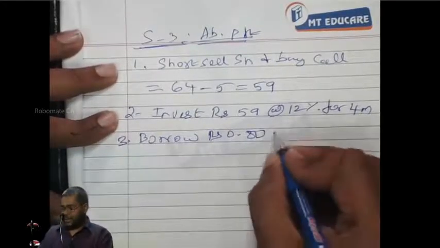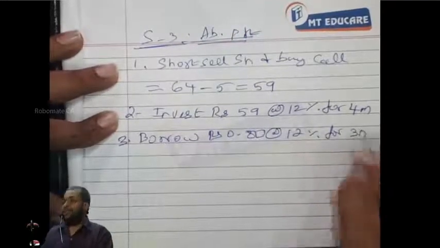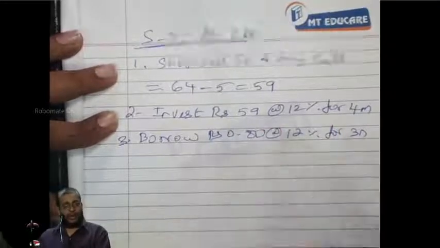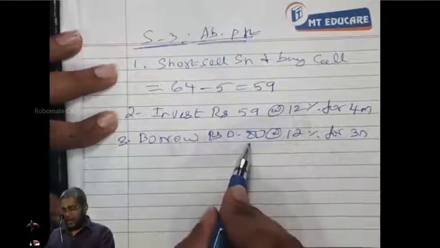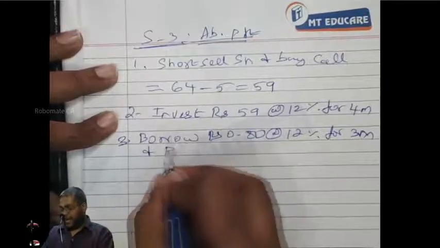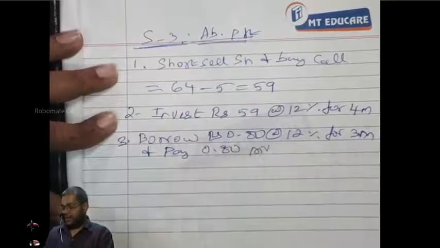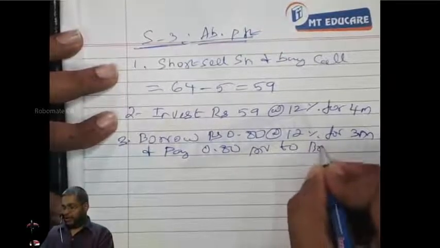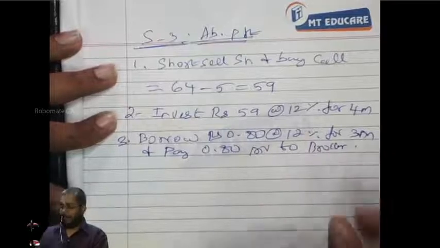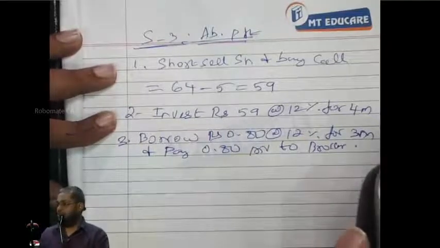And at what percent? 12%. For how many months? 3 months. After 1 month, I am going to borrow, and I have to repay after what? 3 months. Borrow 80 paise at 12% for 3 months. And pay how much dividend? 0.80 dividend to the broker.